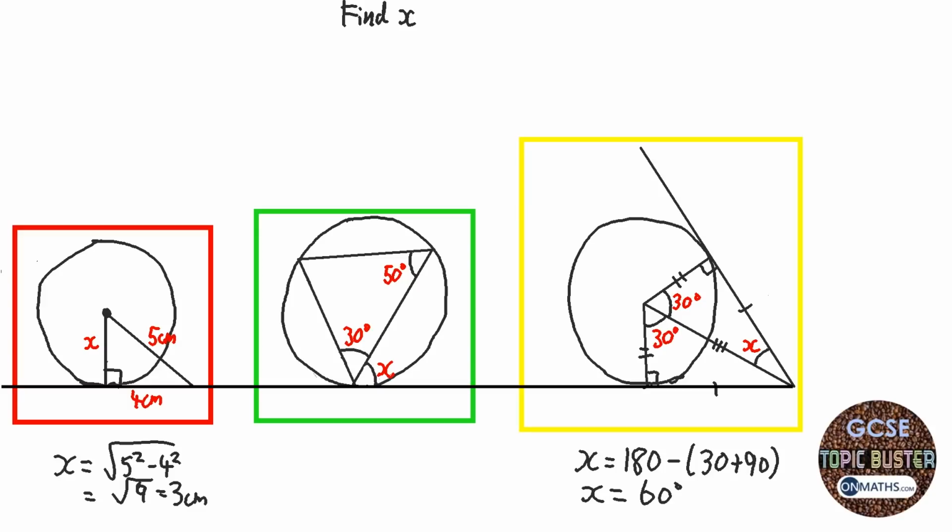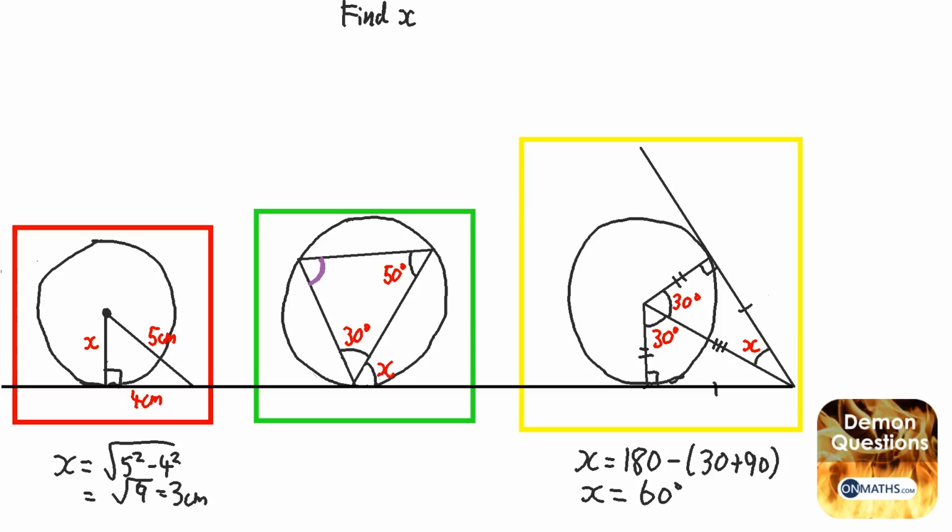Okay, this last one all hinges on this angle here. This is your master angle. This is the key angle to work with. Now there's two ways of doing this. You can either transport x up to this purple angle because of alternate segment theorem, or you can work out what this angle is and then work out x with it. So I'm just going to work out what this angle is.